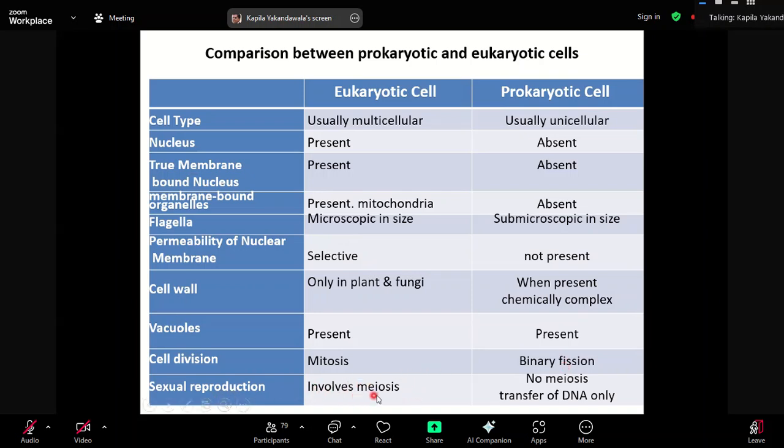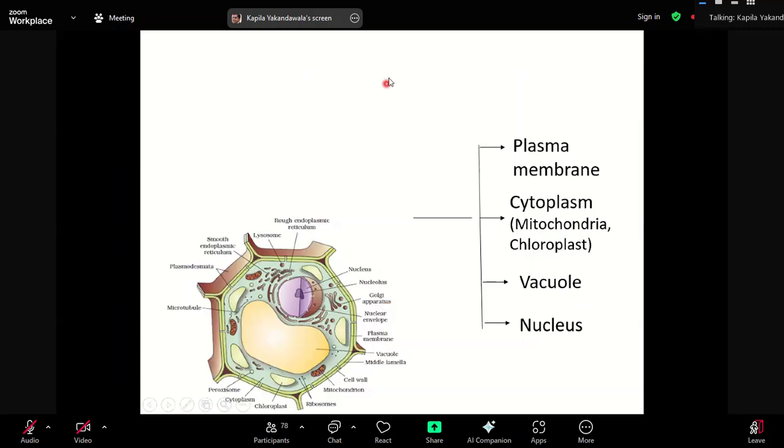Sexual reproduction is present and by meiosis. But here there is no sexual reproduction, only transfer of DNA. Right? Those are the differences between prokaryotic and eukaryotic cell. So you should be able to draw and label parts of a cell, right? You should know it by heart.